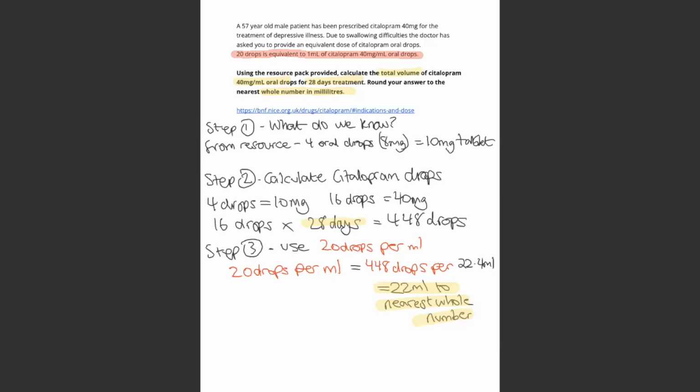448 drops, 20 drops per milliliter, and we need to calculate milliliters. 448 divided by 20 drops per milliliter, that will give us 22 milliliters to the nearest whole number. Remember your units and your rounding factor as well.